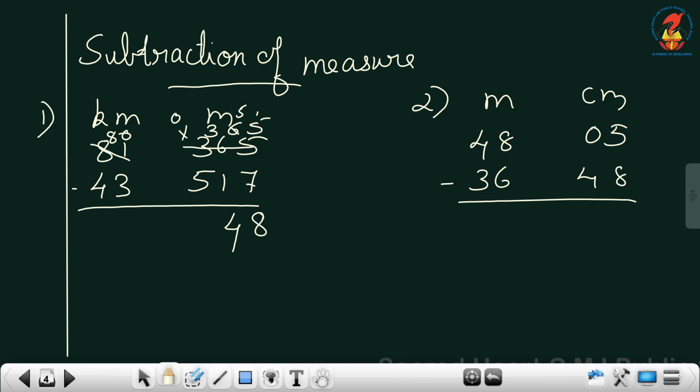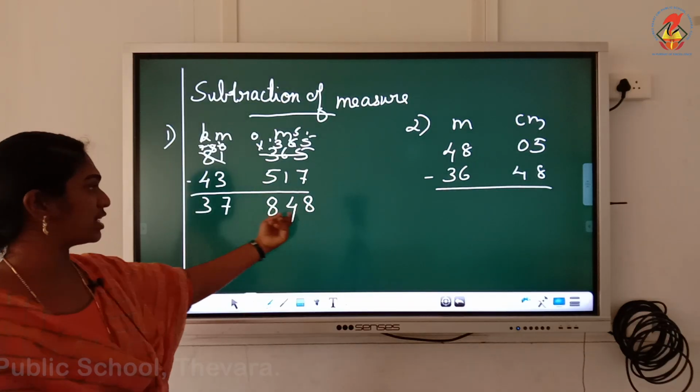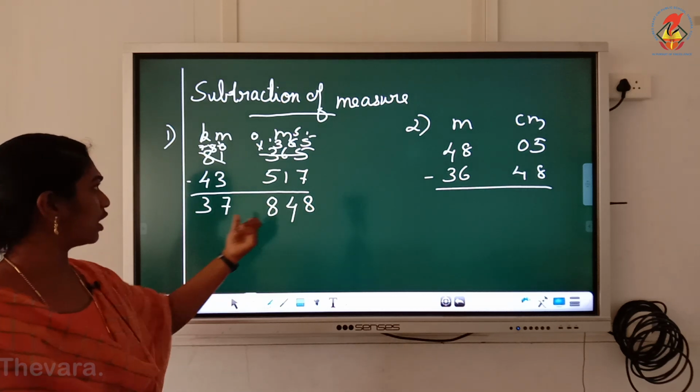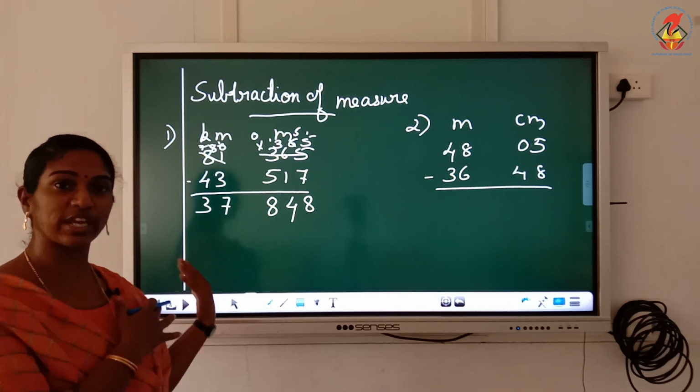5 again not possible, borrow, this becomes 13, 13 minus 5 you get 8. And here 80 minus 43, you have to borrow, this becomes 10, 10 minus 3 you get 7, 7 minus 4 you get 3. So what is the answer? 37 kilometer 848 meter. 37 kilometer 848. So in subtraction you are borrowing, in addition you are giving it.